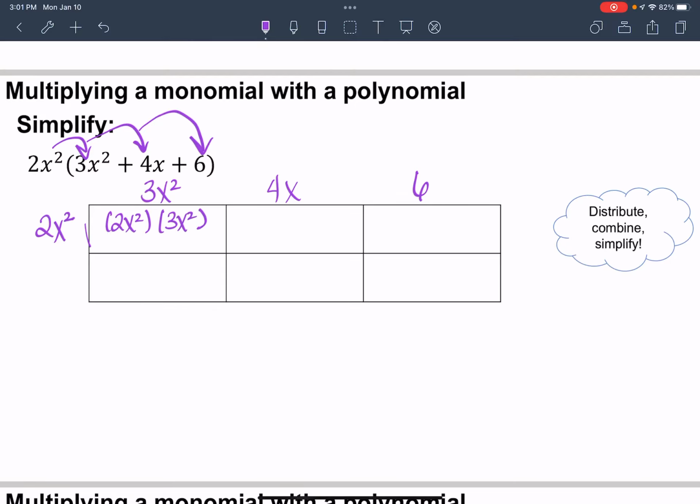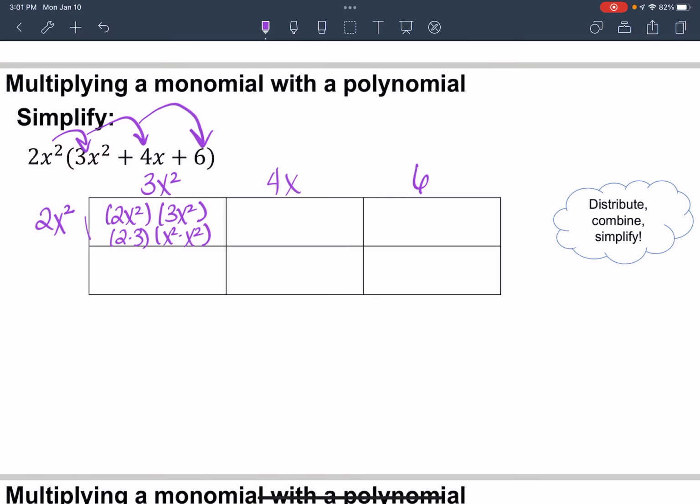Which, if you remember from our exponent rules, is the same thing as 2 times 3 times x squared times x squared. So 2 times 3 gives me 6. X squared times x squared is x to the 4th.